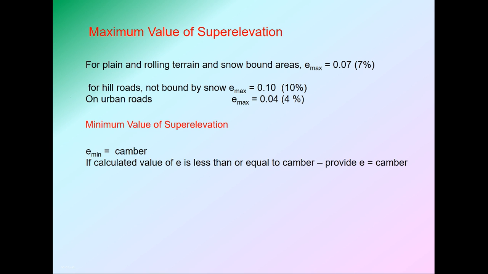Because superelevation cannot be increased indefinitely, a maximum value of superelevation is recommended by the IRC code. For plain and rolling terrain and snowbound areas, the maximum value is 0.07, that is 7%. For hill roads which are not bound by snow, the maximum value is 0.1, and in urban roads it is limited to 4% only. The minimum value of superelevation should be equal to the camber. So when you design a horizontal curve and calculate superelevation, if it is coming less than the camber, then we provide superelevation equal to the camber.